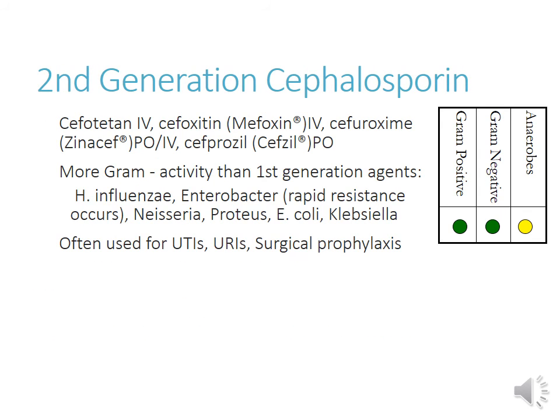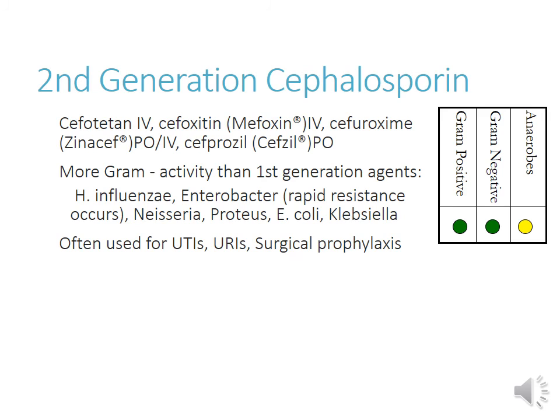Moving on, you have your second generation cephalosporins. Like we said, we're giving better gram-negative coverage, a little bit less on the gram-positive side. So here you see things like cefotetan, which is IV. You have cefoxitin, IV, and then you have some PO formulations like cefuroxime and cefprozil. This is probably the least commonly encountered one that I see, at least in my clinical practice. I don't see a lot of these being prescribed, but certainly can be.